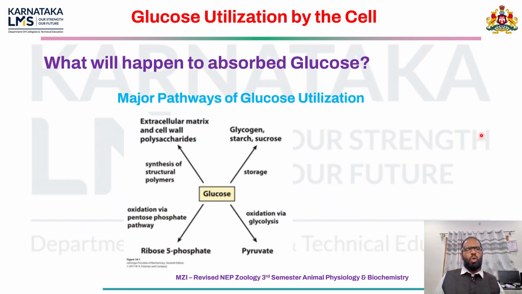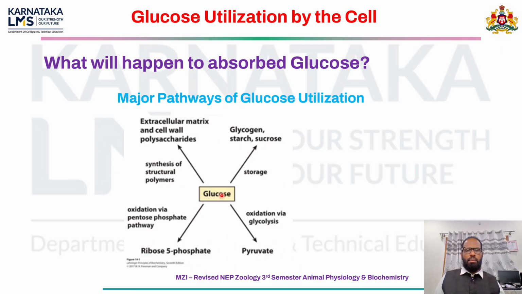Then once the glucose is absorbed into the blood, it can undergo various fates, that is, it can enter various metabolic pathways. One very important major pathway for the utilization of glucose is the oxidation of glucose by means of glycolysis, which is responsible for the conversion of glucose into pyruvate. This is the first major pathway which utilizes glucose.